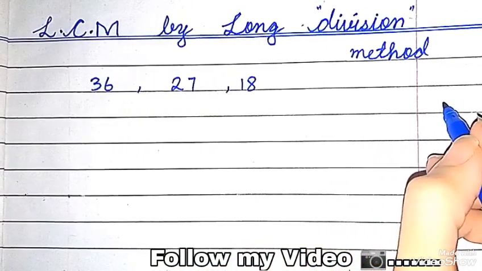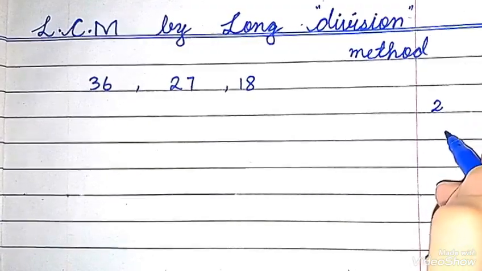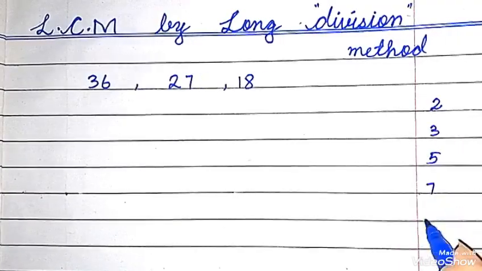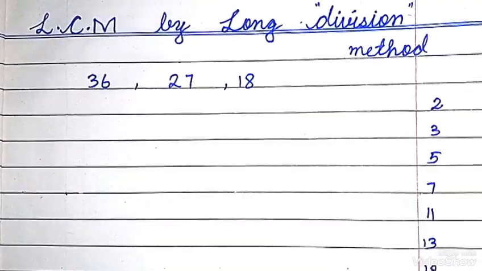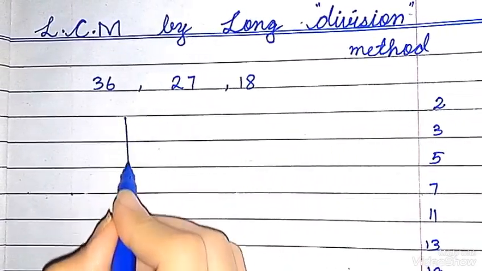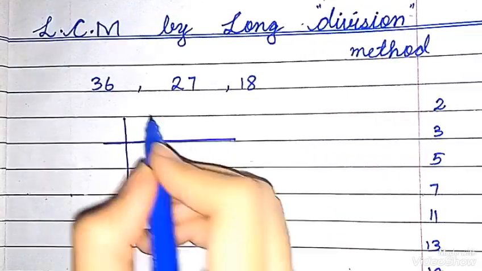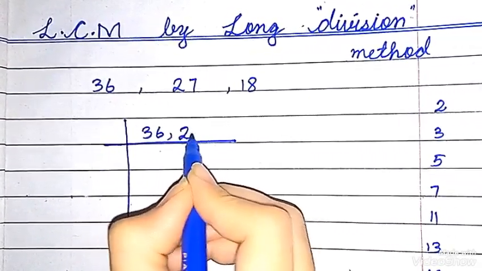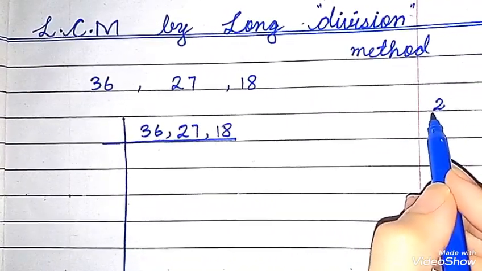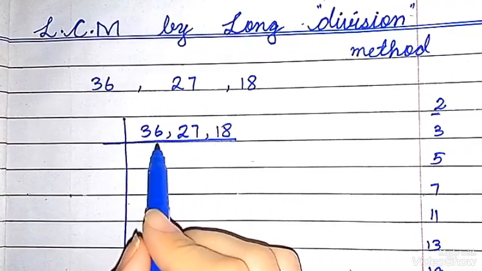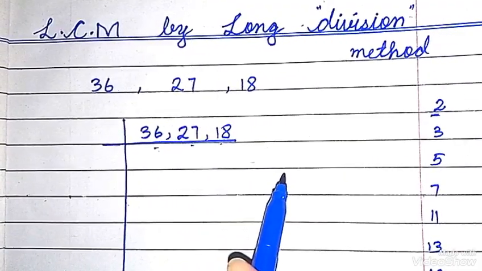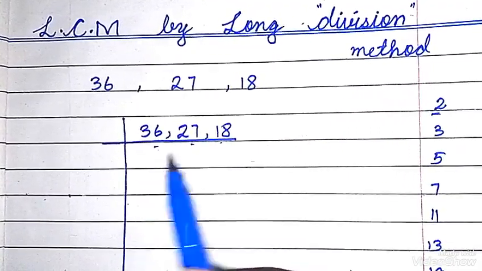First of all, we write the prime numbers on the rough side. The first five or six prime numbers are 2, 3, 5, 7, 11, 13, and so on. In the long division method, we write all the numbers in a sequence in a row, like 36, 27, and 18. We look at the first prime number, which is 2, and check whether the first, second, or third number is divisible by 2. If any one number is divisible by 2, we do the division.